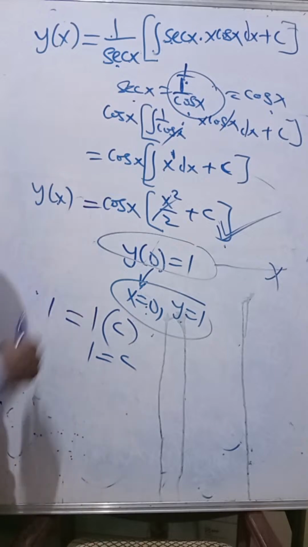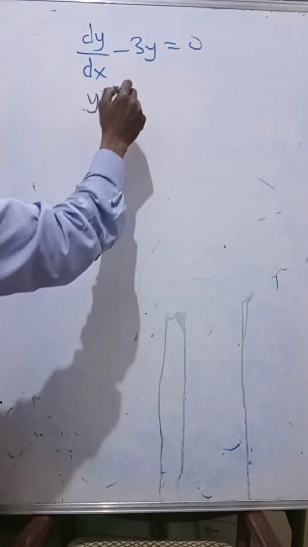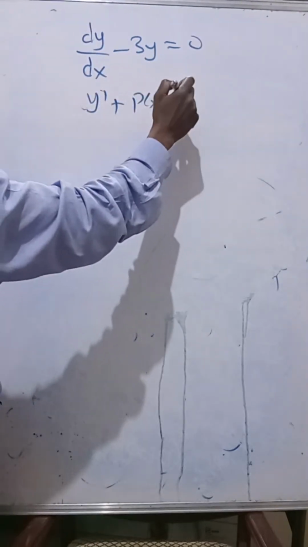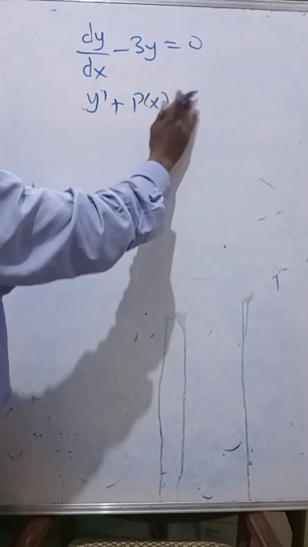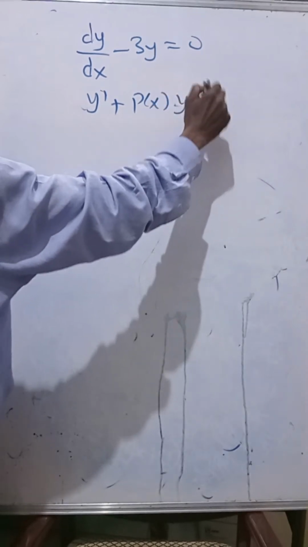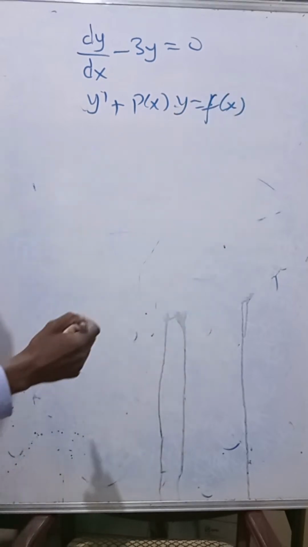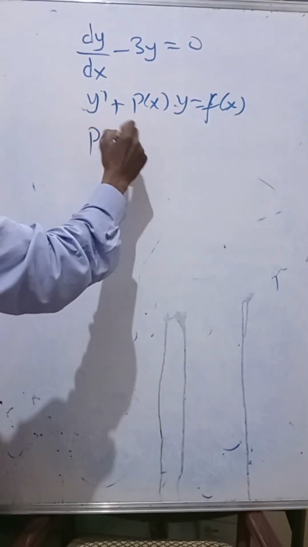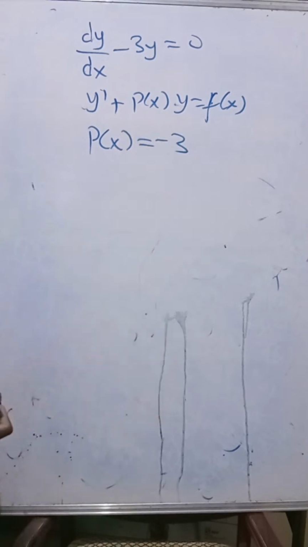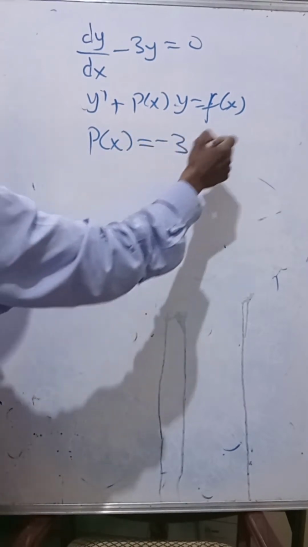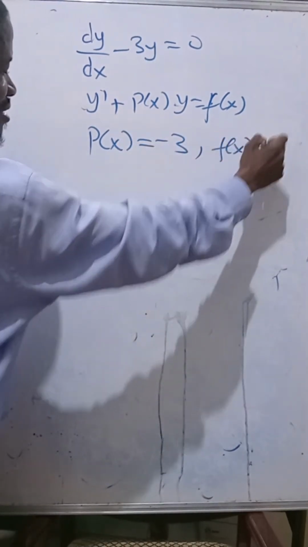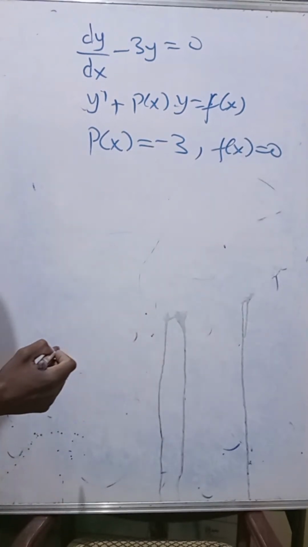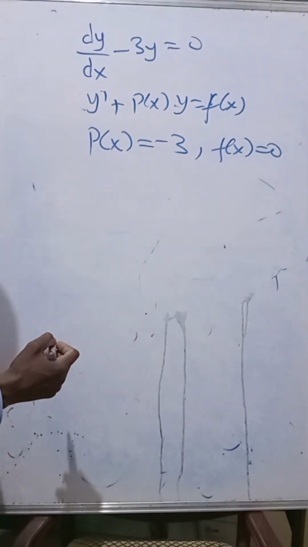Next question. Prime dy dx equal to what? Compare with y prime plus P of x y equal to f of x. So your P of x is equal to minus 3, and your f of x in this case is 0. So this is what we have now.